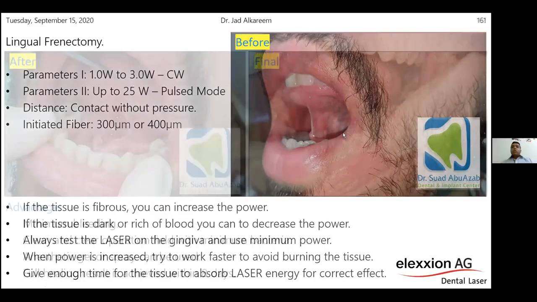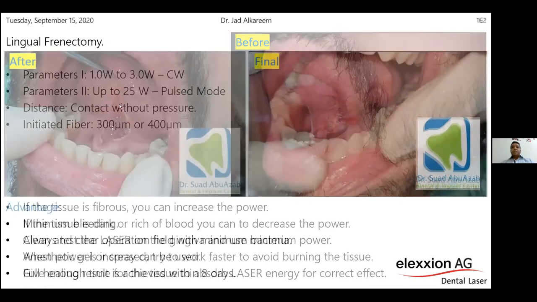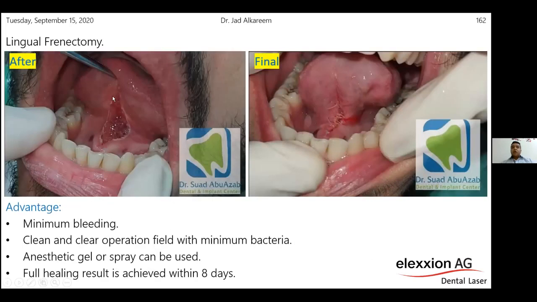In this case, we had to use sutures because you can see that the cut is very large, and also the patient is an adult. He's not a child, so we had to do sutures just to improve the healing. The final healing result was achieved within 8 days.